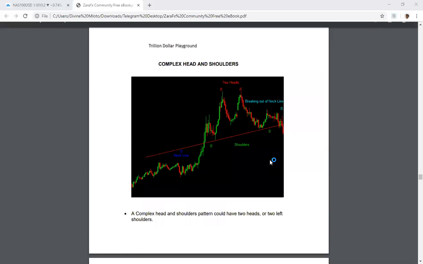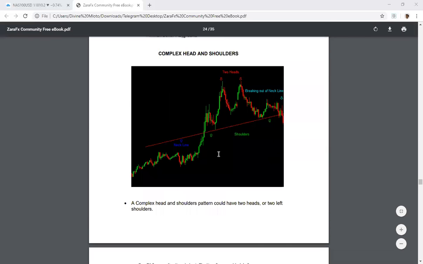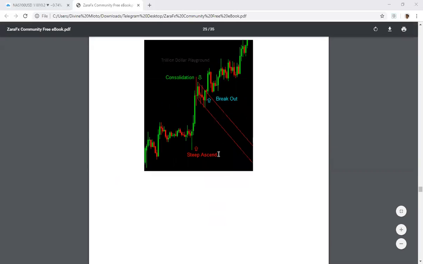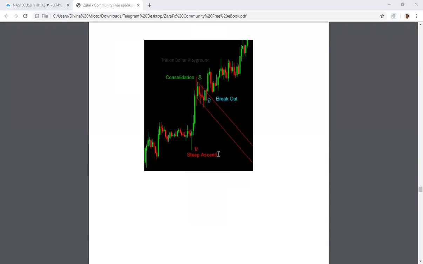Yeah, these hardly happen. Skip those. So I'm going to talk about continuation patterns now. We have flags and we have pennants.